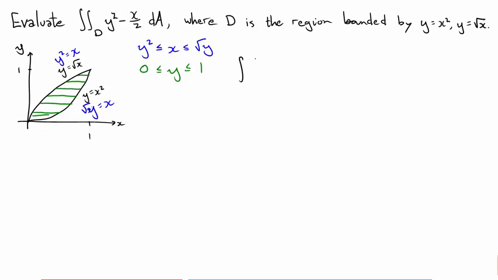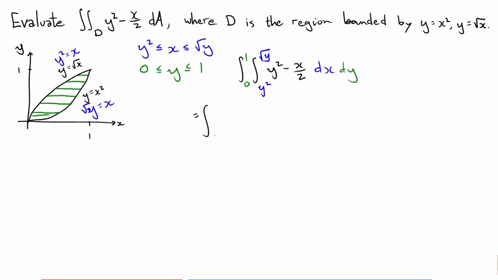Now this gives a double integration as follows. The function, of course, remains the same. Now x ranges from y squared to root y, and y ranges from 0 to 1.